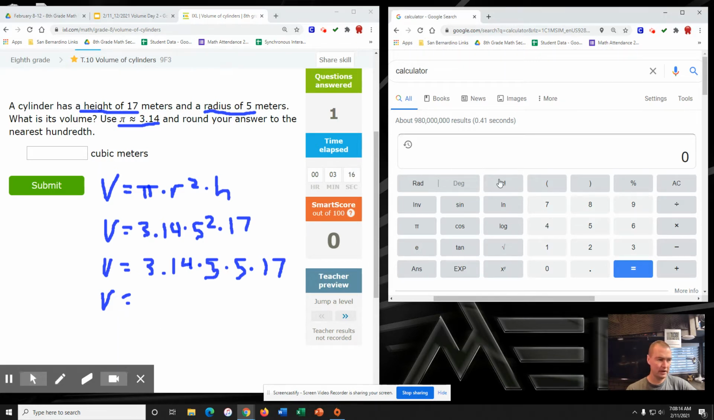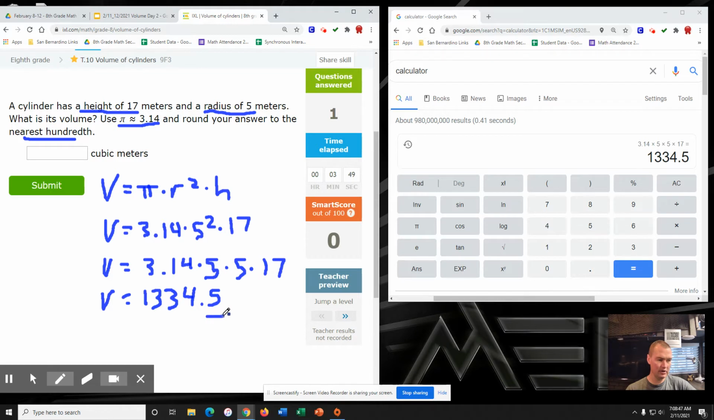So we're going to go to the calculator here. We're going to do 3.14 times 5 times 5 times 17. Now what the calculator won't do is figure out how to plug it in. But once you get your multiplication all set up, then use the calculator. So multiply it out. On this particular problem, I'm getting 1,334.5. So we're going to round to the nearest hundredth.